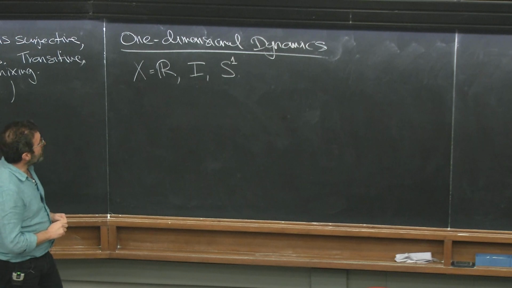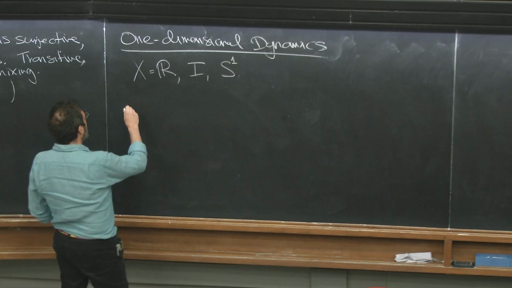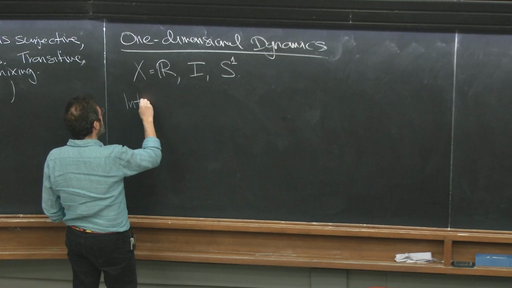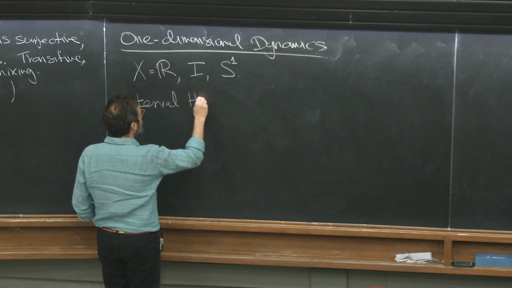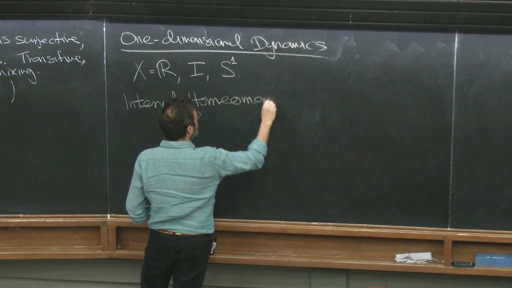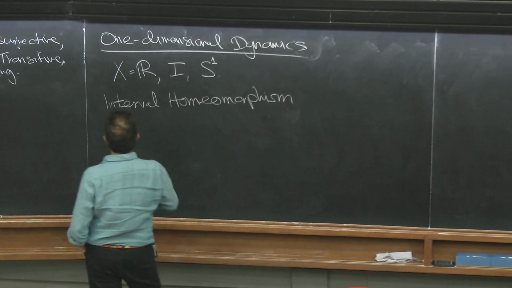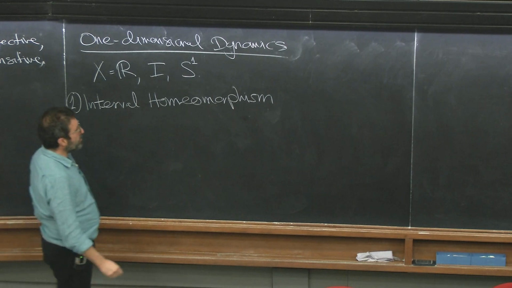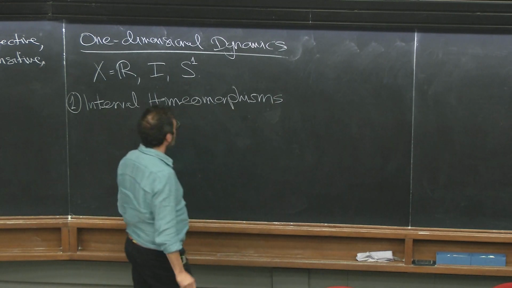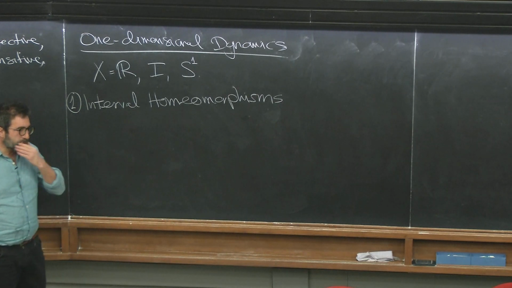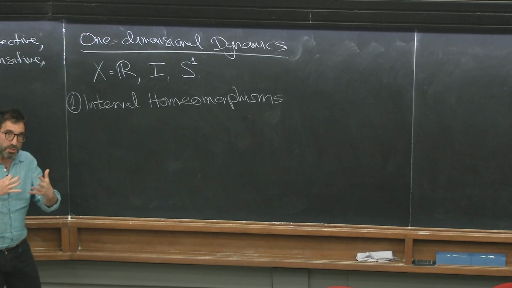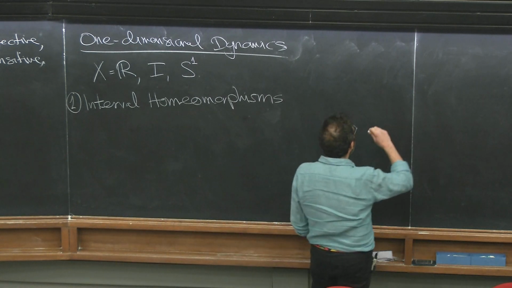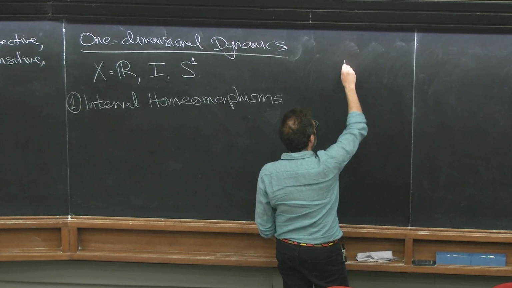So I'm going to start with perhaps the simplest setting, which is interval homeomorphisms. We're going to talk about two kinds of maps in one-dimensional dynamics. One is interval homeomorphisms. A homeomorphism, of course, is a bijection which is continuous on both sides. So what can an interval homeomorphism look like?